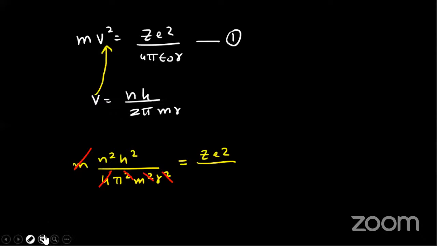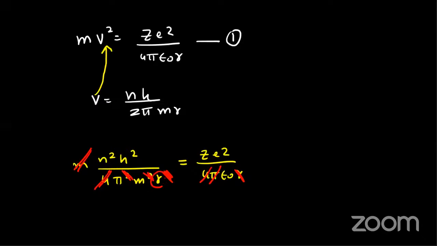I don't want to confuse you, so let me do it again. Here this is 4 pi epsilon naught r. What I did here was I cancelled one 4 from here, one 4 from here, one pi from here, one pi from here, one mass here, and one mass square here, one radius here and one radius here. Cancelled. Now let me see what is remaining.